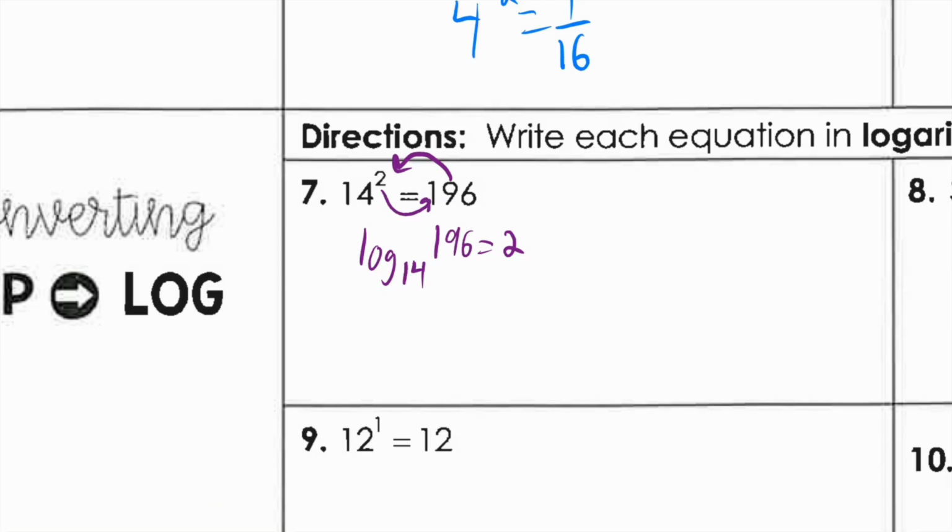So the logarithm is always equal to whatever the exponent would be. Once again, the logarithm is always equal to whatever the exponent would be.